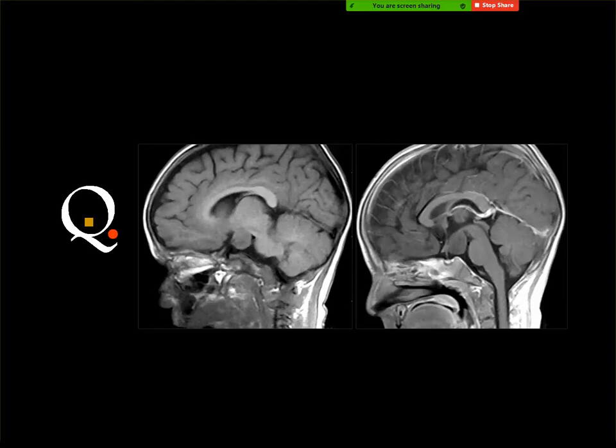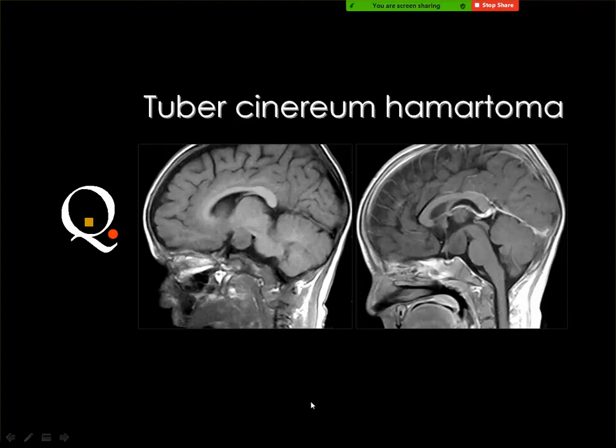Hamartoma. Hamartoma of? Tuber cinereum. Yes, hypothalamic or tuber cinereum hamartoma. And you see a well-defined lesion in the region of the tuber cinereum. And after injection of contrast material, the lesion classically does not enhance. And you can see the contrast within the vessels. And you know, by the enhancement also of the pituitary gland, that this image is injected with contrast.